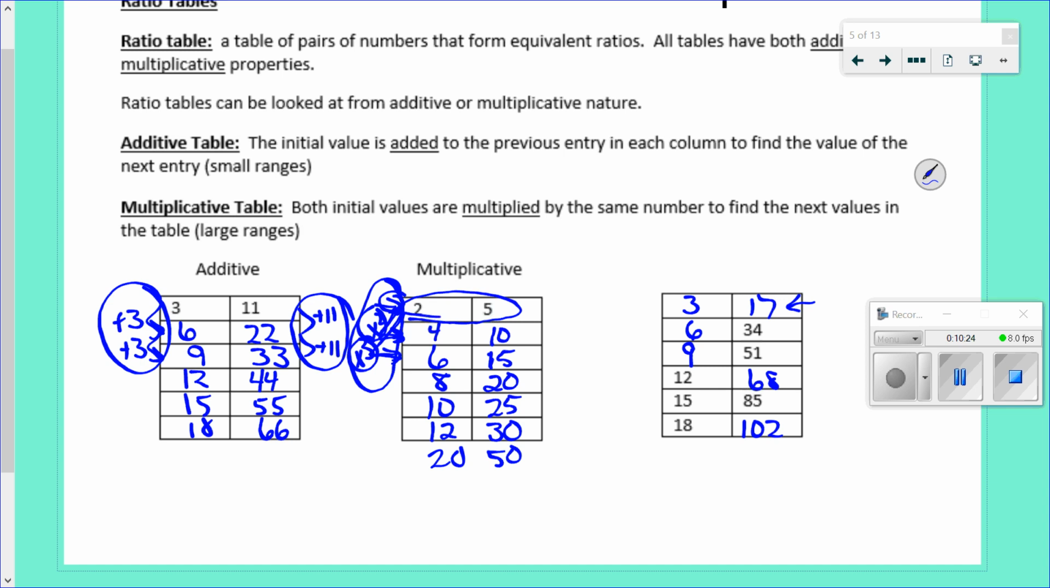Do I have to do them all in order? No, I can go 12 to 20. That's the only advantage of multiplicative. I don't have to have all those values in between. Multiplicative allows me to make jumps. I just got to make sure I'm doing both of them by the same number. Wesley?